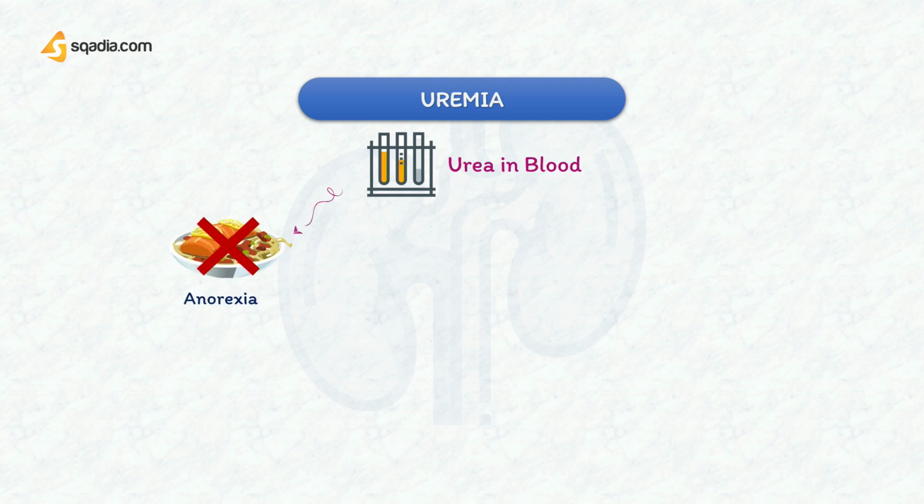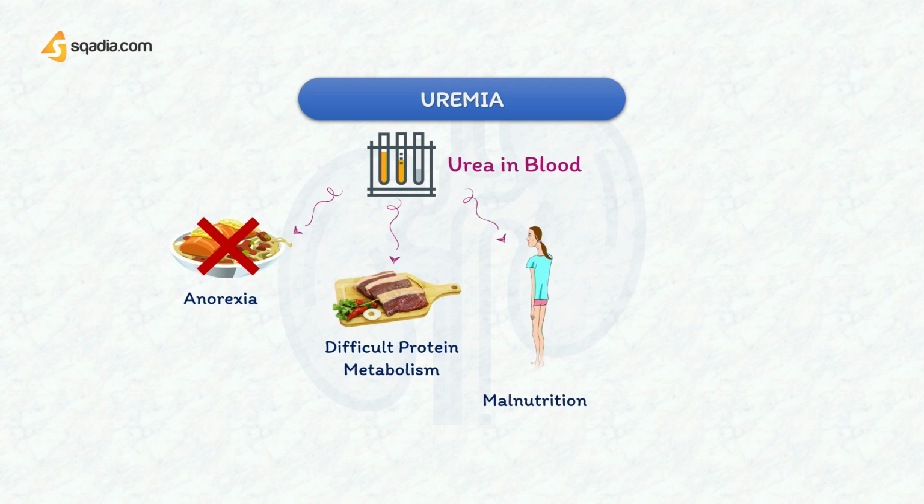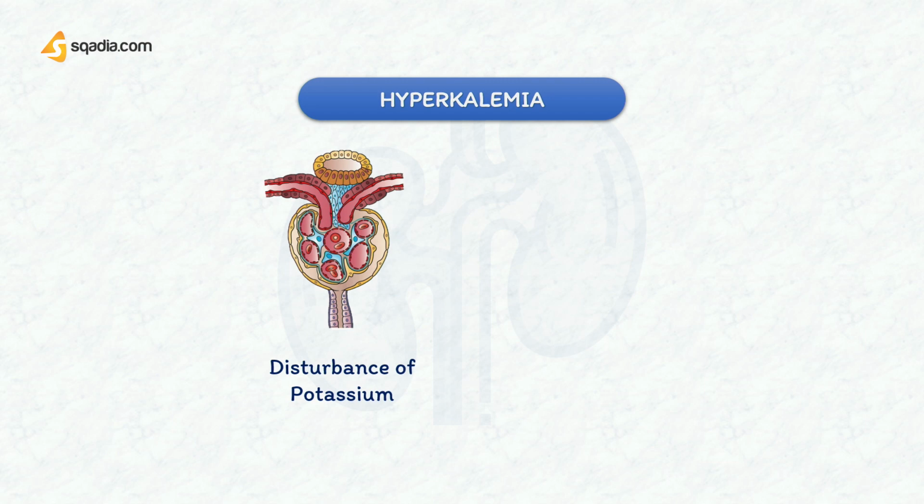Uremia, or urea in the blood, causes anorexia and complex disturbances in protein metabolism, resulting in malnutrition, so the maintenance of lean body mass is difficult. Muscle wasting actually causes weakness, inactivity, and further muscle loss. Metabolic acidosis and hyperkalemia are also found in chronic kidney disease patients.